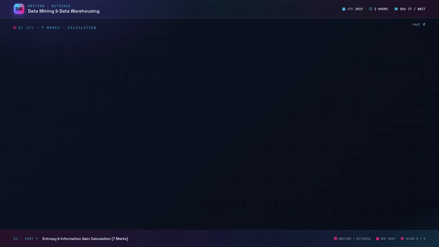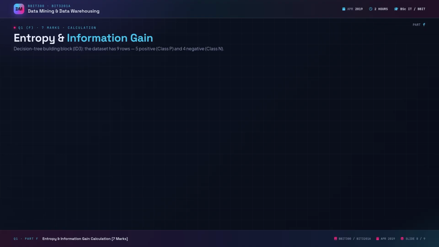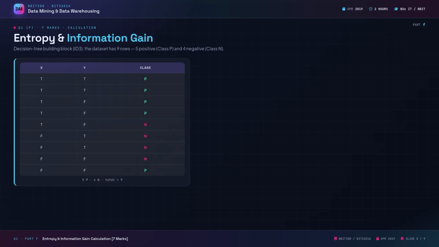Part F is the calculation section, worth 7 marks in total, and it's a favorite building block for decision tree questions using the ID3 algorithm. We're given a small dataset of X, Y pairs with a class label, made up of 9 rows in total, 5 positive and 4 negative. Let's start with part 1, the entropy of the class, worth 2 marks.